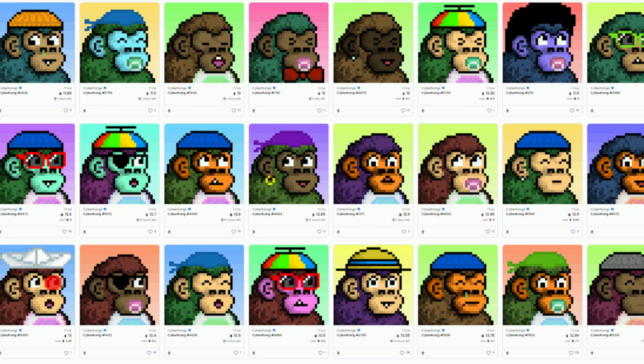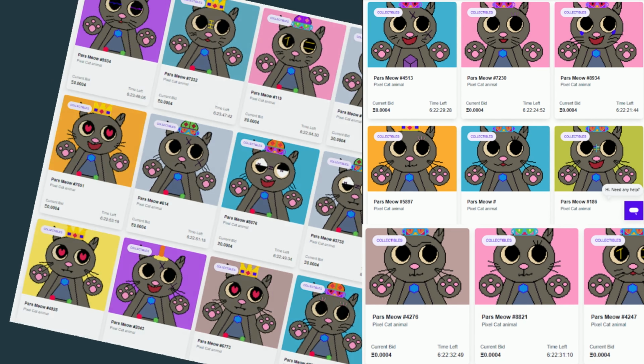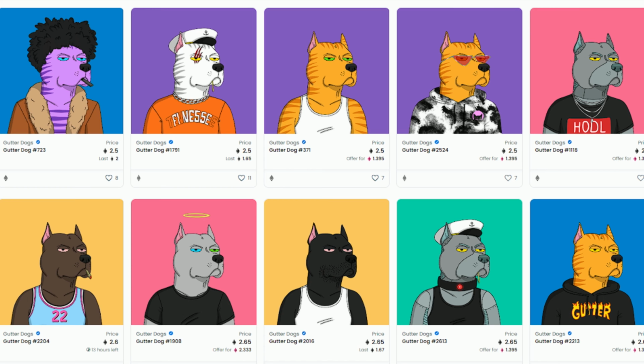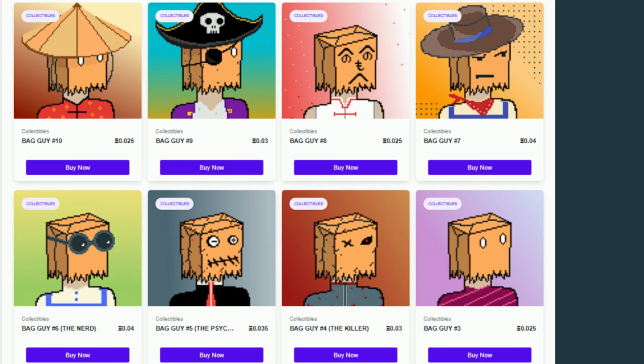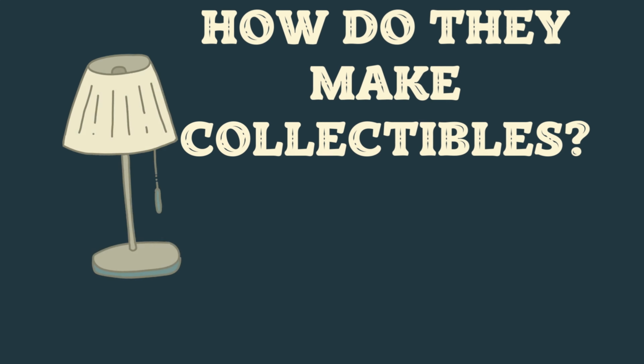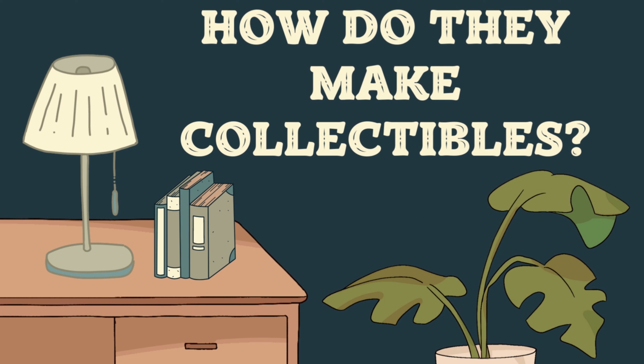Now you can take a look at these images and see if you can find anything similar in them. Also take a look at these. Also take a look at these. Again, these, and also these. So we find there are a lot of similarities between them, but we need to understand how they actually make NFT collectibles. Well, definitely we are now keen about it.